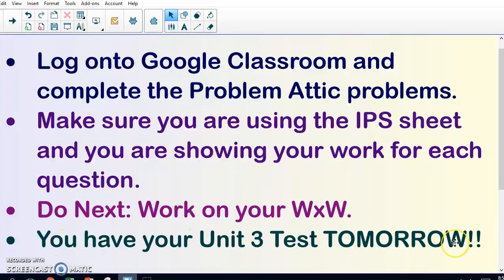Also, please keep in mind you have your Unit 3 test tomorrow. So if you have any additional questions, please send me an email or message me through Google Classroom so I can answer any questions that you have.